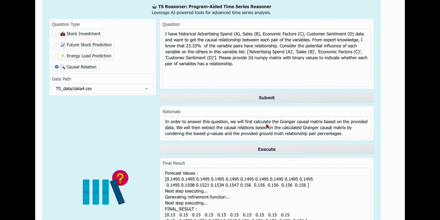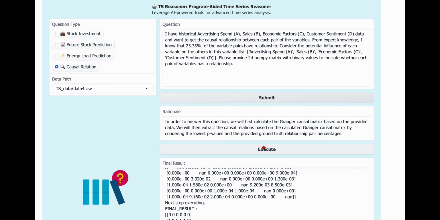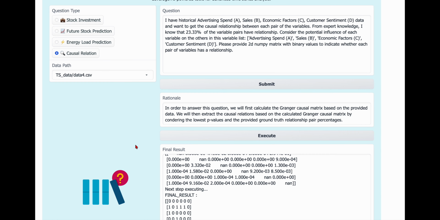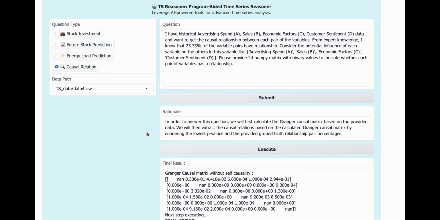The rationale prompt shows that the Reasoner will first calculate the Granger causal matrix and then extract the causal relation based on this matrix. The final results show for data 4, the accuracy of results generated by the Reasoner is 77%, which shows a great ability to reason causally with unknown time series data.